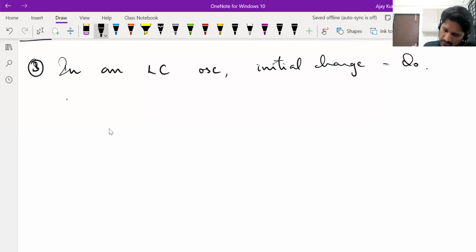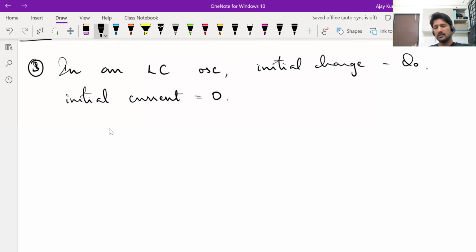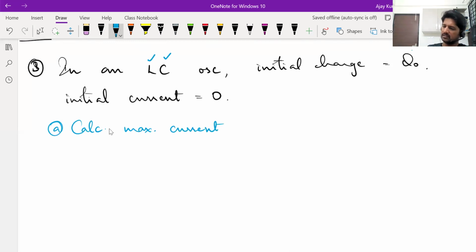And initial current is 0. Means initially the capacitor had all the energy. First question: calculate the maximum current in the circuit. L and C are given, and the initial charge Q naught is given. Calculate the maximum current in the circuit, that's the first part.